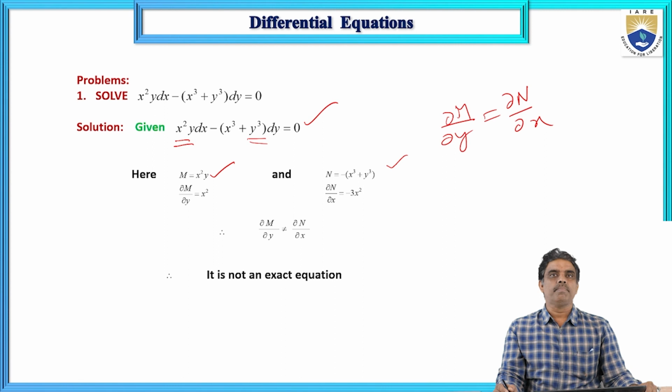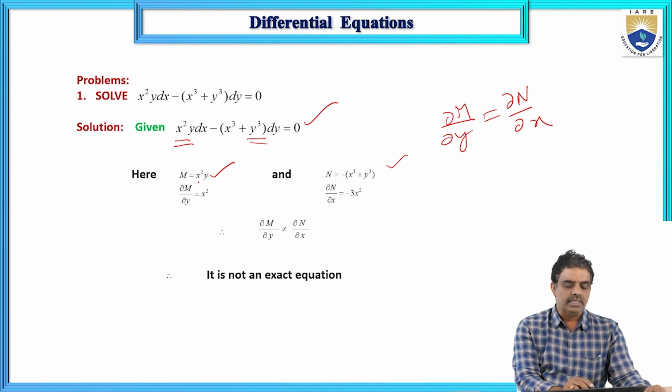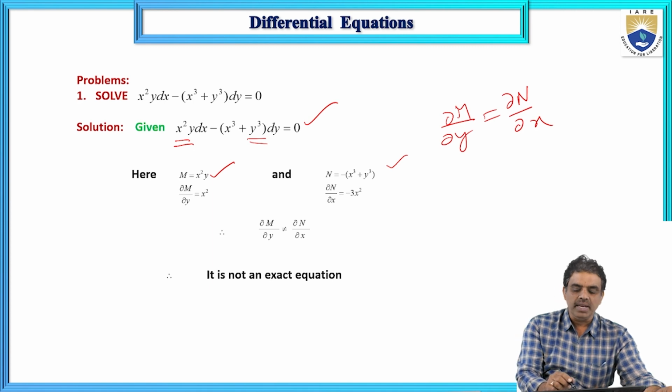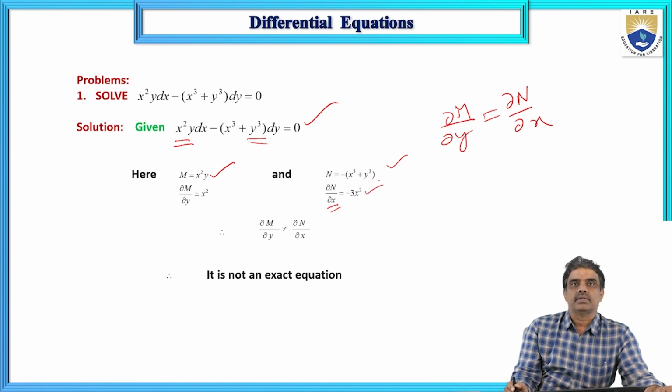Then what is dou M by dou y, the partial derivative of M with respect to y? When we are doing partial derivative with respect to y, x terms are treated as constant. So x square stays as it is, and y becomes 1, so the value is x square. Similarly, dou N by dou x: when you are doing partial derivative with respect to x, y terms are treated as constant, so the second term will be 0. Only the first term's derivative remains, that is minus 3x square.